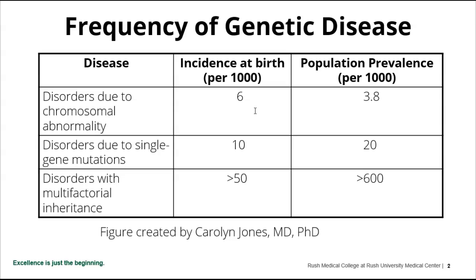But then let's go to multifactorial inheritance. There's genetics, there's environment. It's kind of a combination. Greater than 50 for every 1,000 at birth and greater than 600 of every 1,000 in the population. Basically, 60% of everyone has some type of multifactorial disorder.